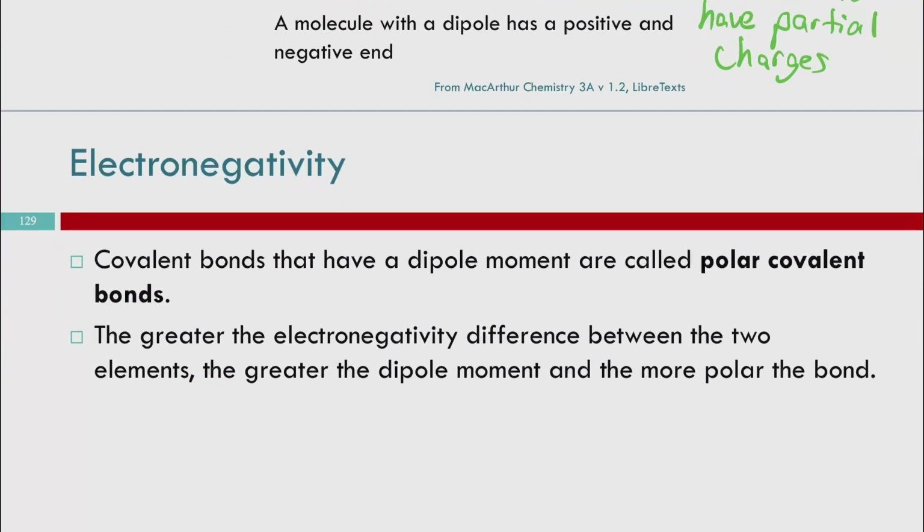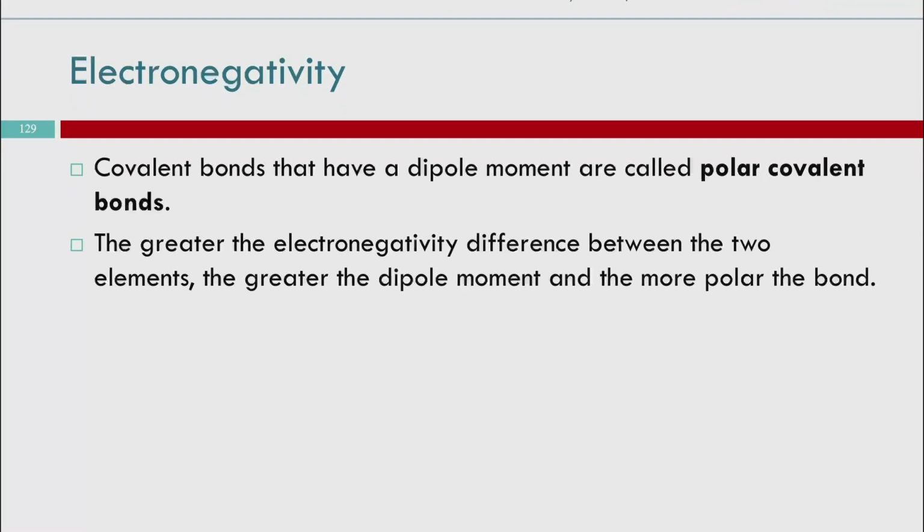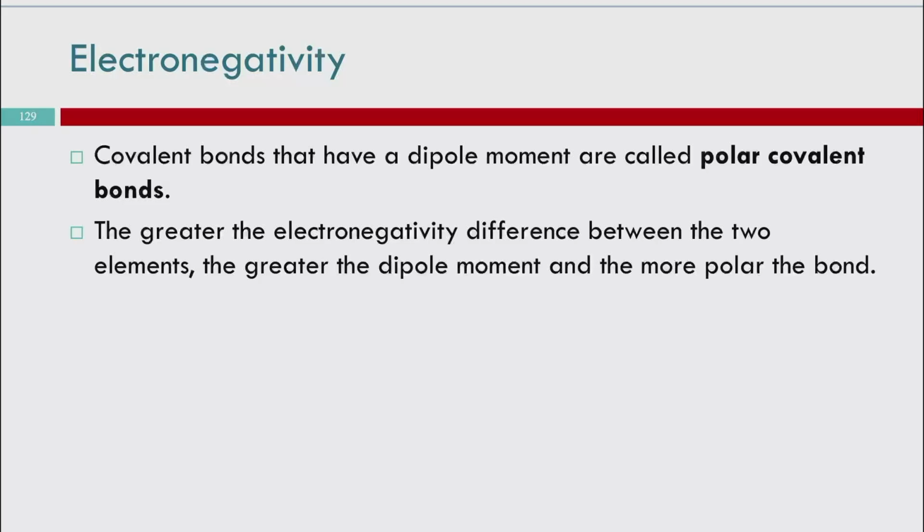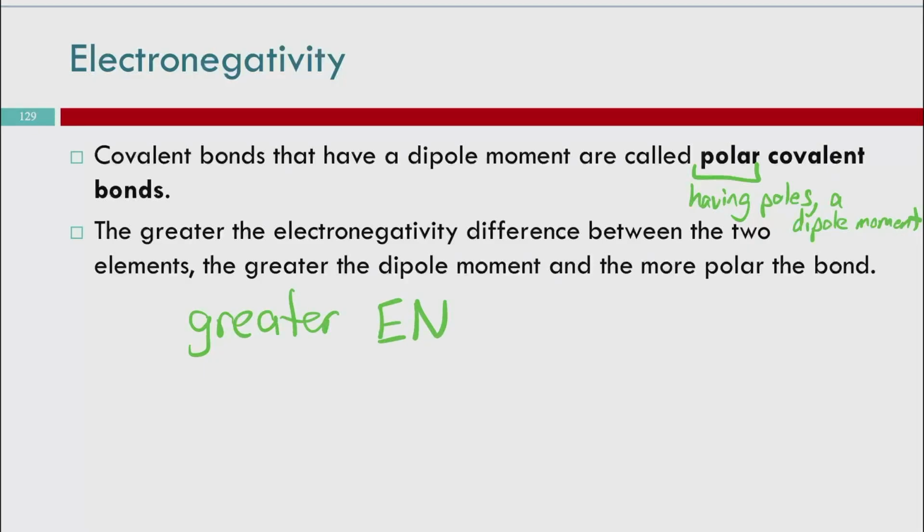If we have covalent bonds, like between hydrogen and oxygen, between basically any of our nonmetals, if those have a dipole moment, we call them polar, having poles, or a dipole moment. And if we have a greater electronegativity difference, the charge separation, or just the charge, is bigger.